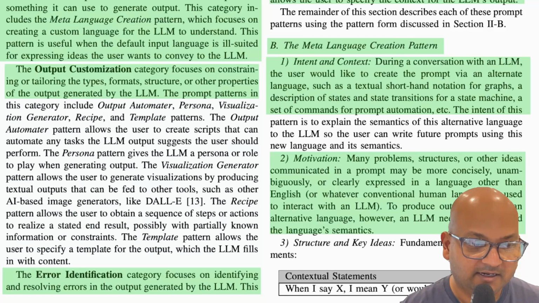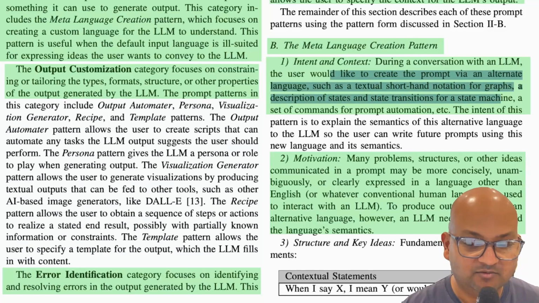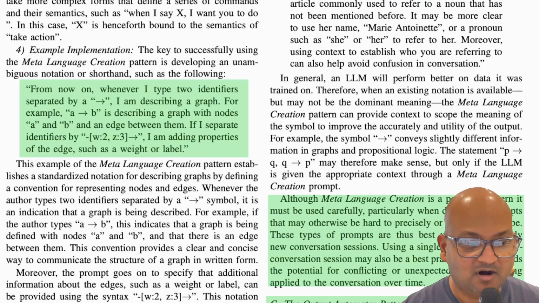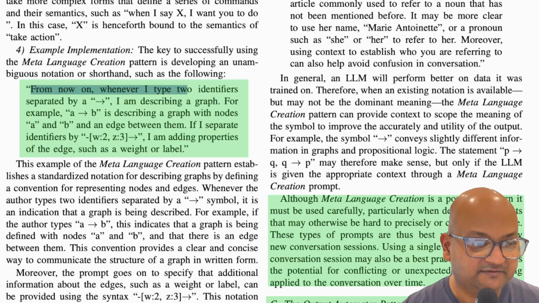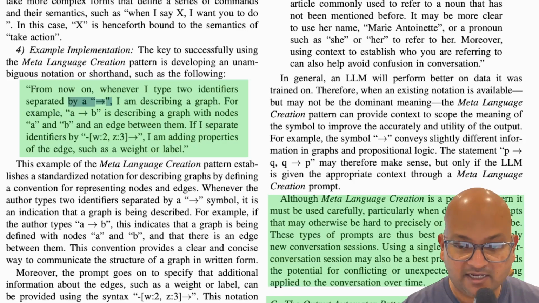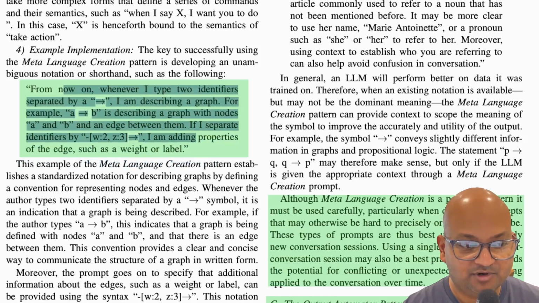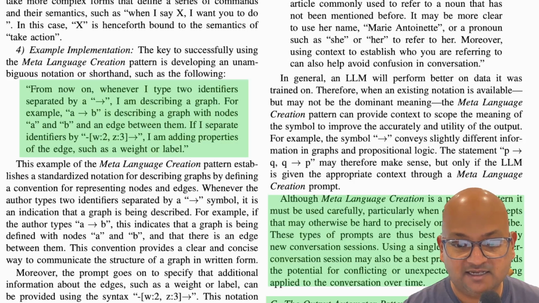So let's start by looking at the meta language creation pattern, and this comes in really handy when you're trying to map a specialized domain in which your task is situated to what an LLM can understand or manipulate. So, for example, if you want to solve a problem related to graphs, you might start your prompt by explaining some basic terminology for how you are using notation to denote the edges and nodes in a graph and the weights on the edges.